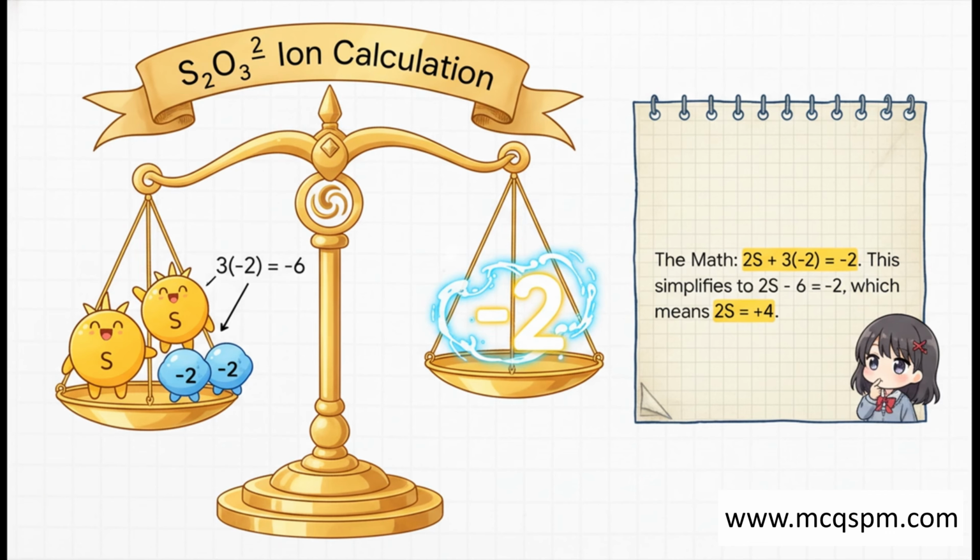We know each oxygen is -2, so 3 of them together is -6. Now the whole thing has to add up to the ion's charge, which is -2. So our equation is 2s plus -6 equals -2, or just 2s minus 6 equals -2. Now for the easy part, just do the algebra. Add 6 to both sides, and we get 2s equals +4.